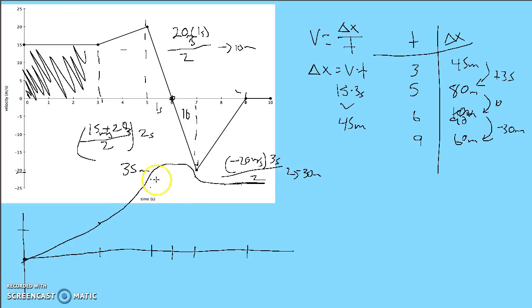Okay, so this is what our position graph would look like that corresponds with this. Notice I have these chunks of it where it's curved. Okay, these curves represent places where the speed is changing. And here, at that last part, you saw a point where it was slowing down. Okay?